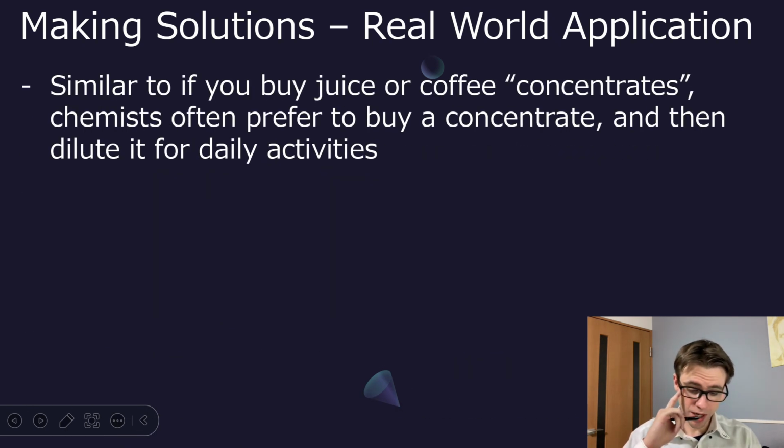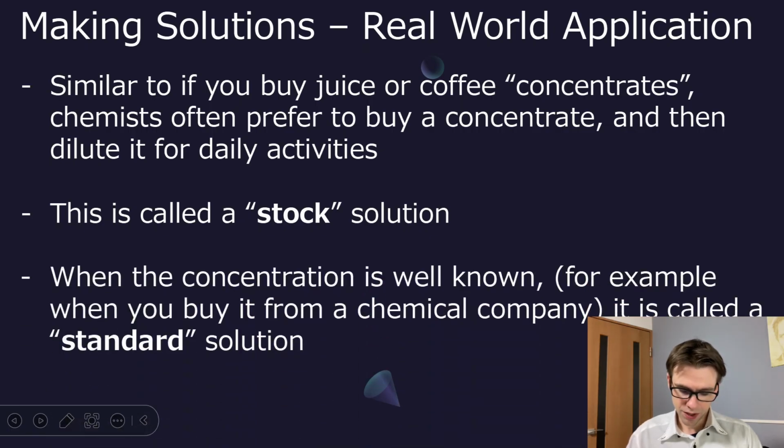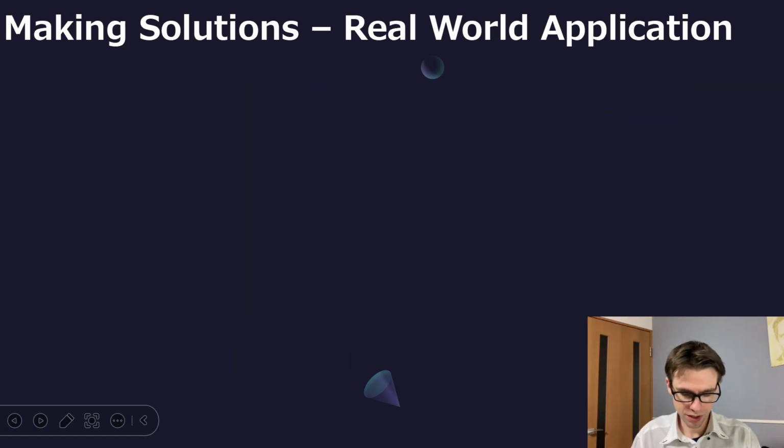So similar to if you buy juice or coffee concentrates from the supermarket where you can just dilute a little bit in water and make a nice drink, chemists often prefer to buy concentrate solutions as well and then dilute it for daily activities. So this is called a stock solution, the concentrated one that we buy usually from a company. When the concentration is well known, for example, when you buy it from a trusted chemical company, it's called a standard solution. So stock solutions and standard solutions, very useful and convenient one-time purchases to make very many small solutions.